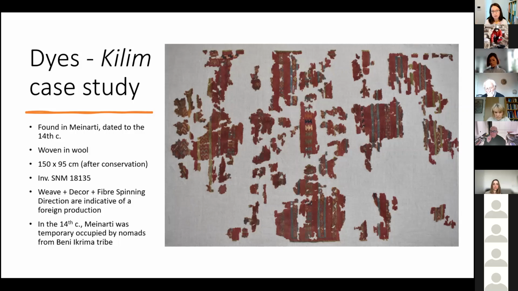When we crossed our sources and discovered that the site was temporarily occupied by nomads from the Beni Ikrima tribe, we were almost sure that this was an imported textile. But we wanted to have additional proofs of this preliminary assessment. So we submitted a few threads of red, blue, green, and yellow to dye identification. Among the plant dyes, we had madder, weld, reseda luteola as well.